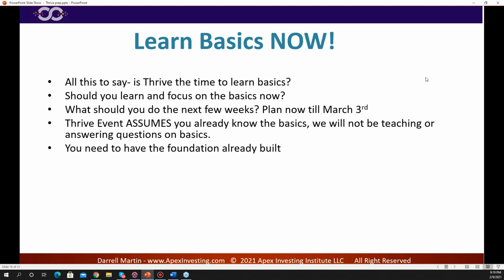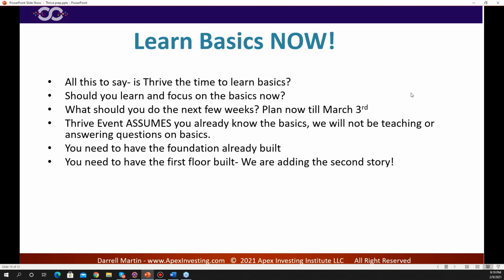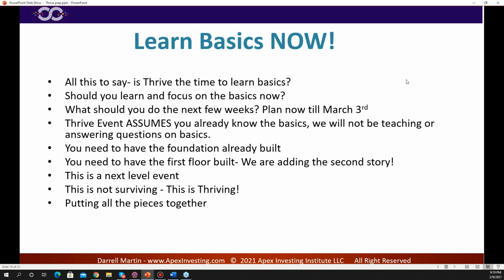So it's very different. But you need to have the foundation already built and even the first floor of the house built. What we're doing here with Thrive is we're adding on the second story and the third story. We're building sky high here at Thrive. It's a next level event. Okay, and we want to put all the pieces together, but we can't put the pieces together if you don't already have the pieces. Does that make sense? If you don't understand each piece or even have each piece, we can't put them together. We can't build the whole puzzle when half the pieces are missing.